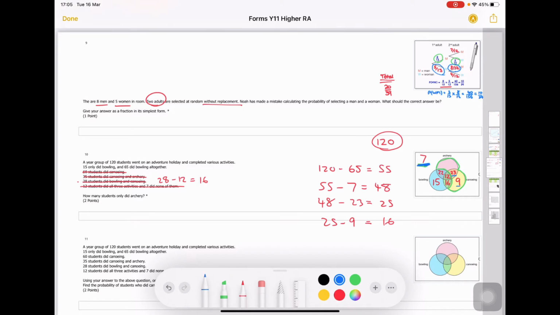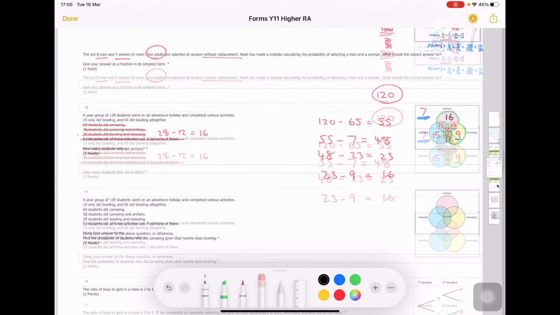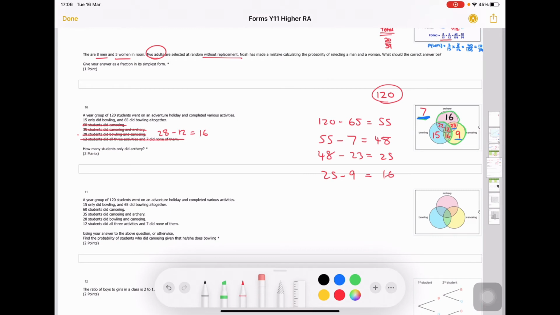I'll underline this one as well. And using a different color, I'll write 16 in here. So 16 students only did archery. Question 11 is a follow-up to question 10. It says here, using your answer to the above question or otherwise, find the probability of students who did canoeing given that they did bowling.